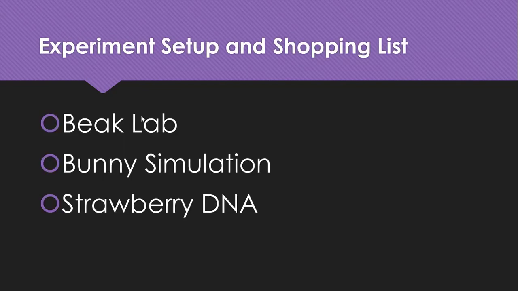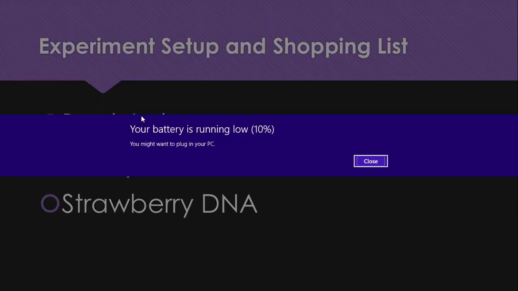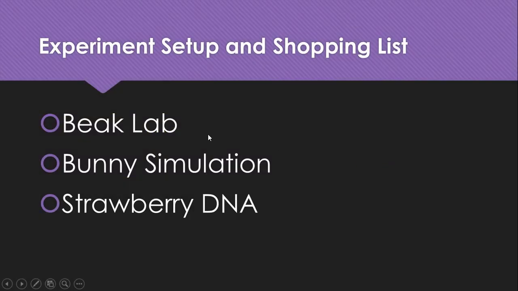Moving on, there are three main experiments or activities that I wanted to talk about as far as the shopping list goes. The first one is the Beak Lab. This one is very important. It's one we've done in the past. It's where students pick at seeds with popsicle sticks, acting as the big and small beak of a bird, and this helps them see how natural selection happens over many generations.